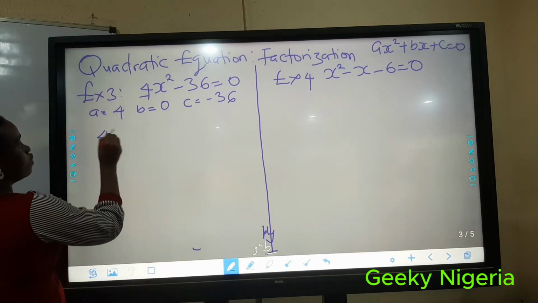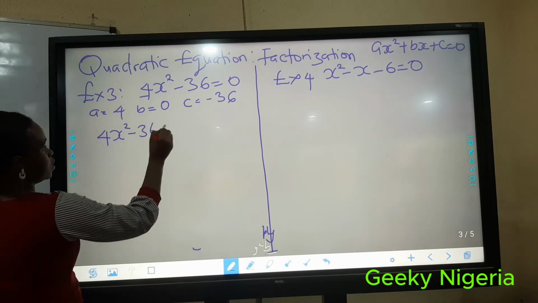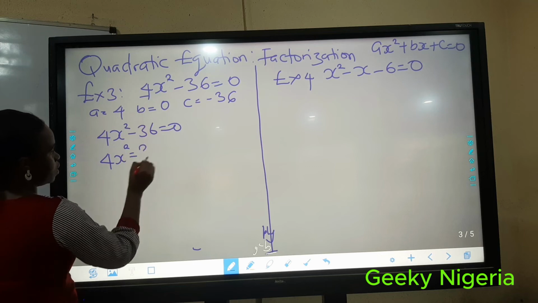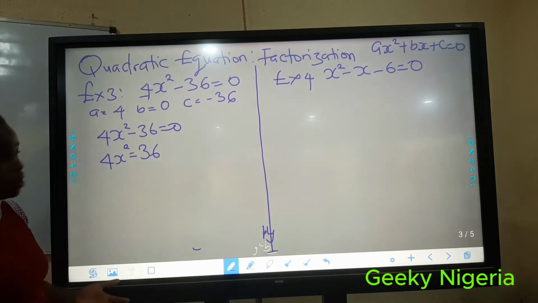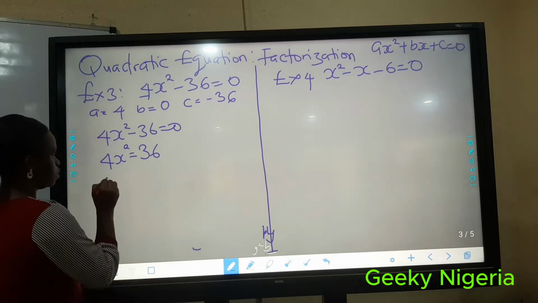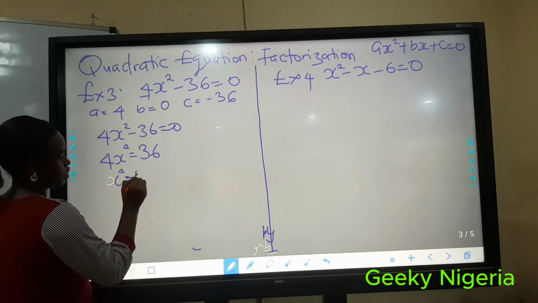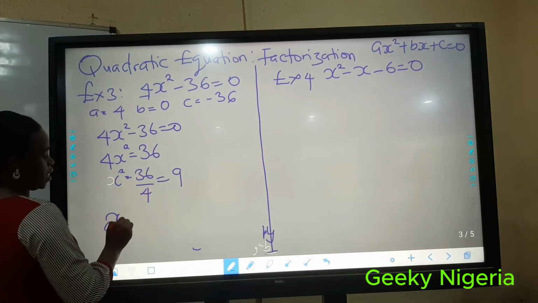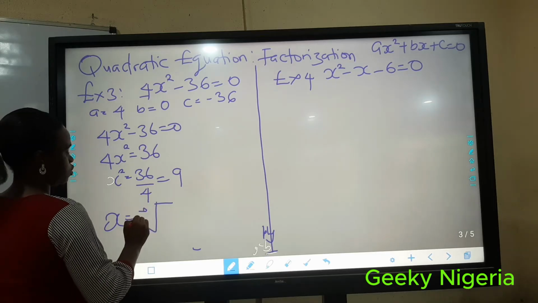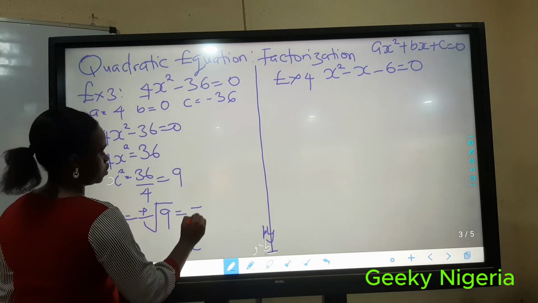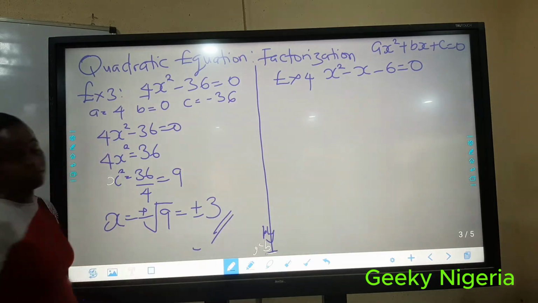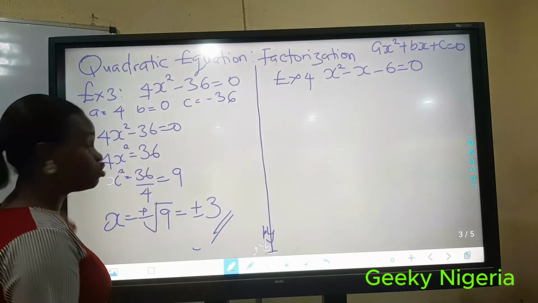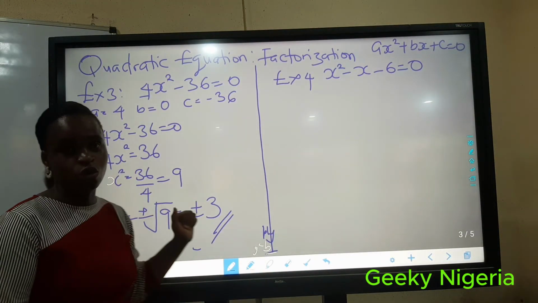You have 4x squared minus 36 is equal to 0. So 4x squared is equal to what? If you take the 36 here, you don't have any complications. So divide all through by 4. You'll have x squared is equal to 36 over 4, which is equal to 9. So x is equal to the square root of 9, plus or minus 3. However, this is not by factorization, but it is another method that you can use to find the roots of the equation, or to find the value of x.